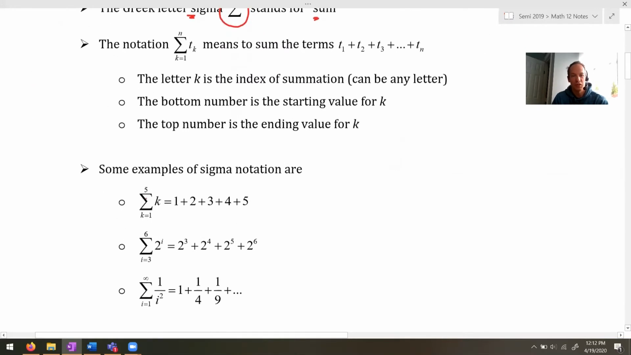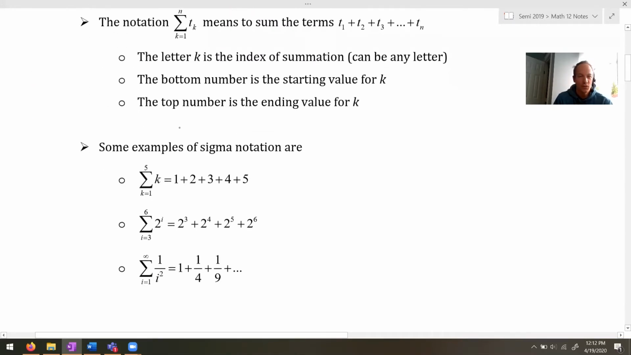Some examples of sigma notation are the following. If we just had sigma with K equals 1 going to 5 of K, then you're swapping out K with 1 to get the first term, then swapping out K with 2 to get the second term. It's always plus, plus, plus, plus, plus, because that's what this means. It means sum, and the rest is pretty straightforward.